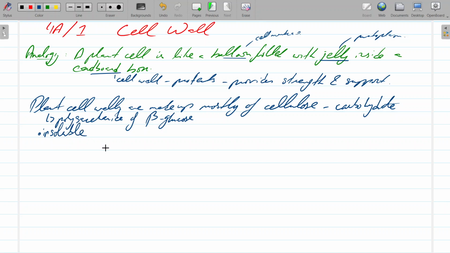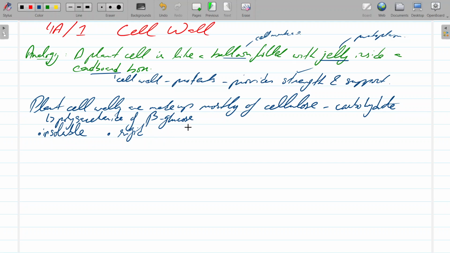right, which is obviously helpful because the medium inside living organisms is mostly water, it's aqueous, and so you don't want the cell wall to dissolve, right? So it needs to be insoluble. It is a rigid molecule, and so that obviously helps with the function of providing strength and support.